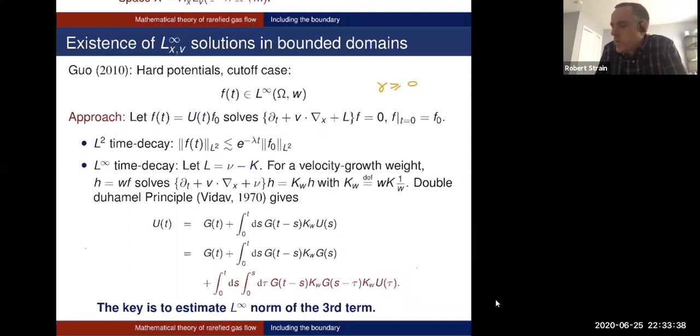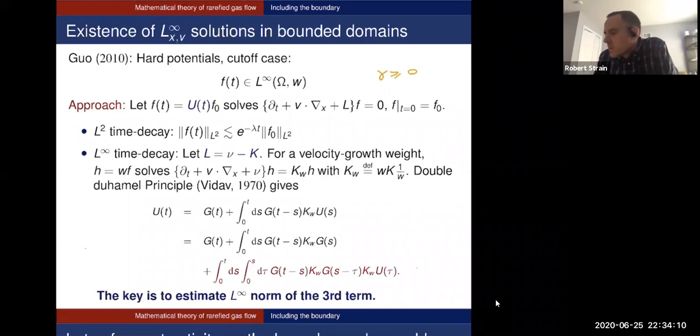Now, if you want to prove a result like this for the non-cutoff Boltzmann equation, then to this day we still don't know how to use L-infinity to prove global existence of solutions for the non-cutoff Boltzmann equation. This particular approach is hard, and we don't know how to use it to do that.